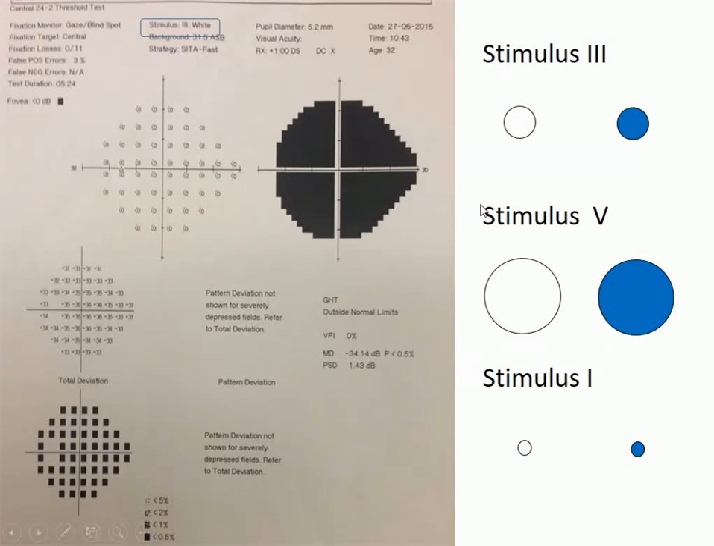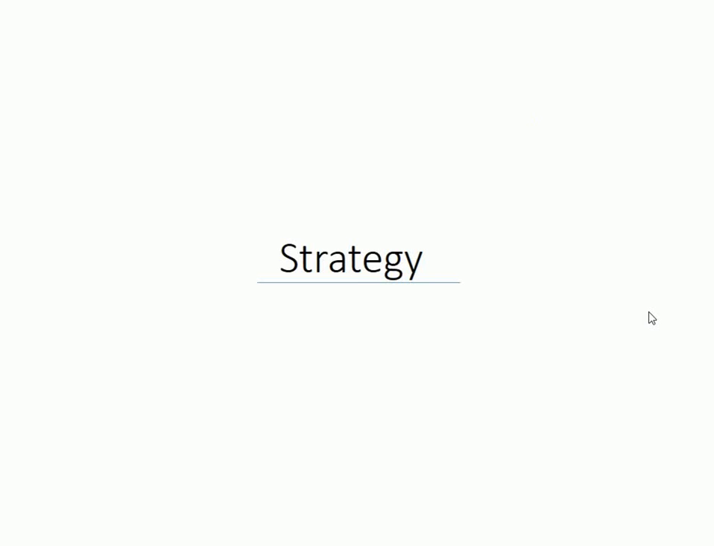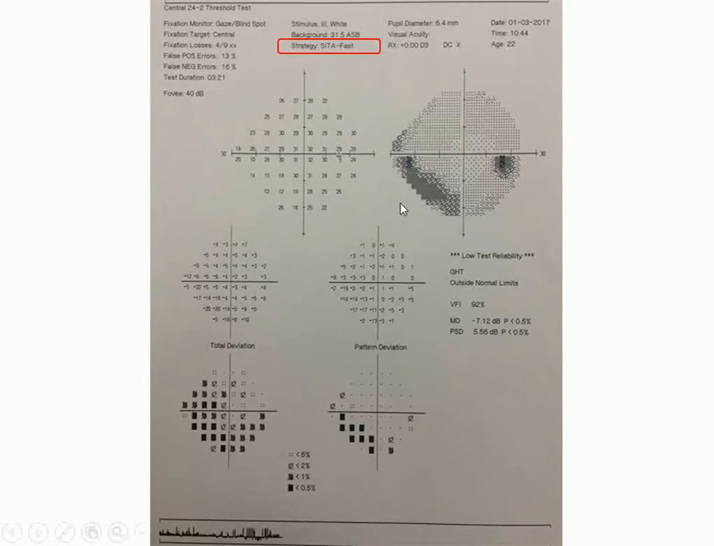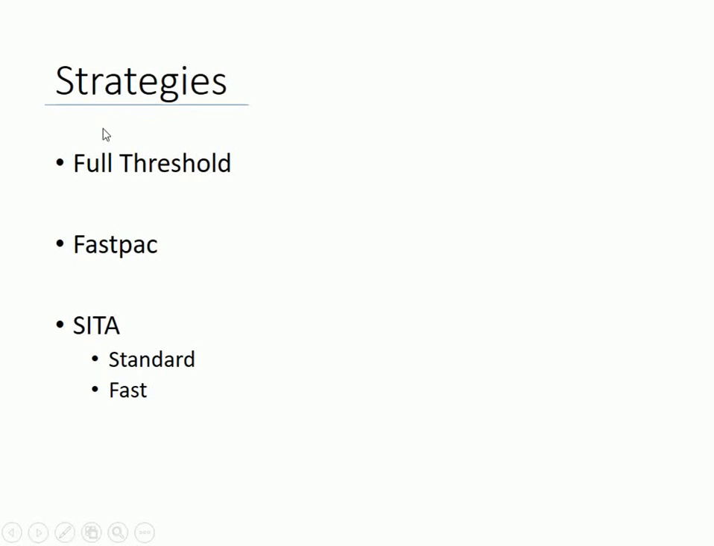In addition to changing the size of the stimulus, another possibility is to change the color of the stimulus. And this is done under various circumstances where not only the color of the stimulus itself can be changed, but the color of the background can be changed as well. I now want to talk about the concept of a strategy. And we see strategy alluded to in the printout over here, where, for example, the strategy used in this case was SITA Fast. And there are different names of strategies that you might see on the printout: Full Threshold, Fastpac, SITA Standard, SITA Fast, just to name a few.